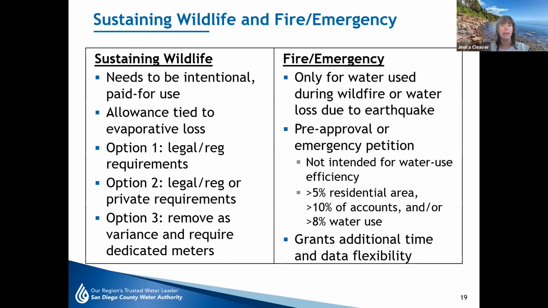So that would be that the emergency affected at least 5% of the residential area, or at least 10% of the supplier's accounts, or at least 8% of their water use. And by qualifying for this variance, it also grants suppliers additional time and data flexibility when it comes to submitting their water use objective data for that year. Next slide.